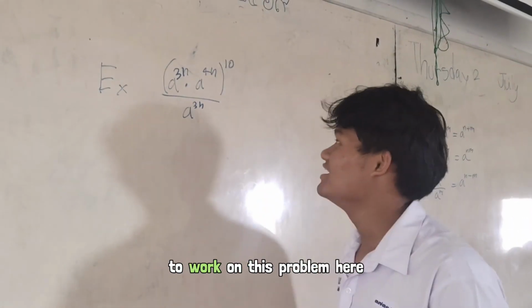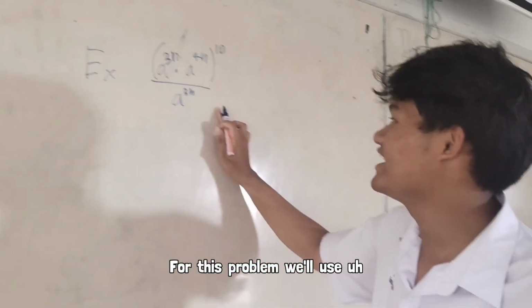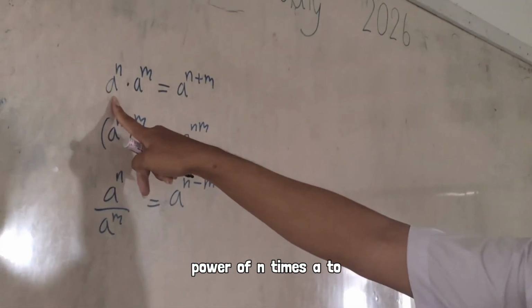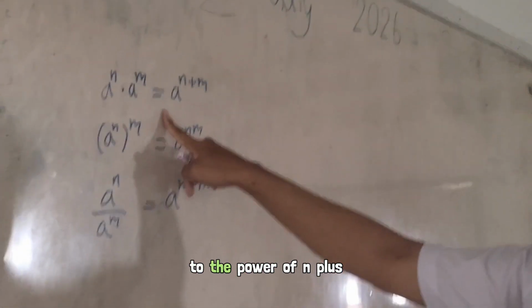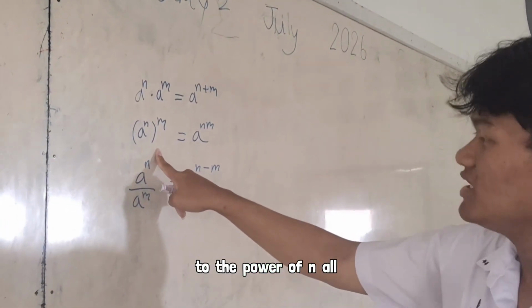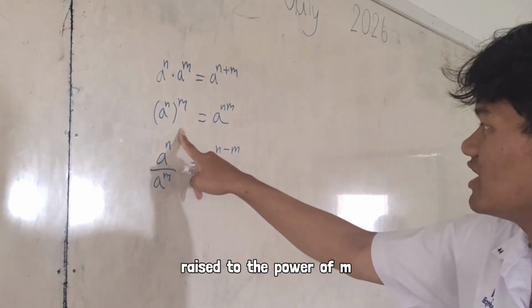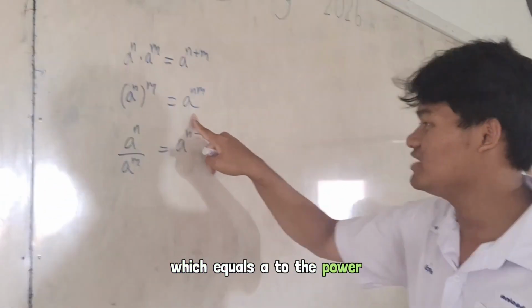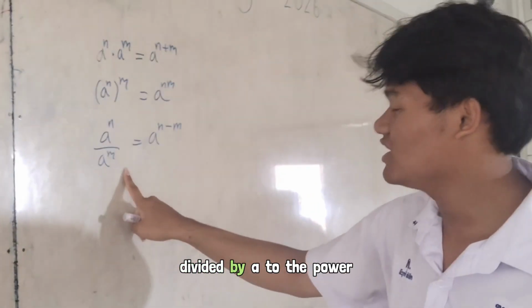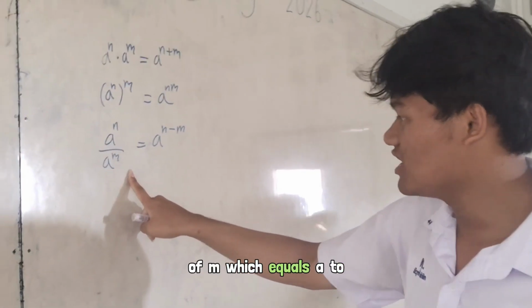Okay. Today we're going to work on this problem here. For this problem, we'll use these definitions. First, a to the power of n times a to the power of m equals a to the power of n plus m. The second one is a to the power of n all raised to the power of m, which equals a to the power of n times m. And then the third one is a to the power of n divided by a to the power of m, which equals a to the power of n minus m.